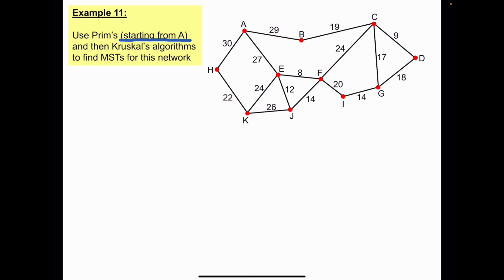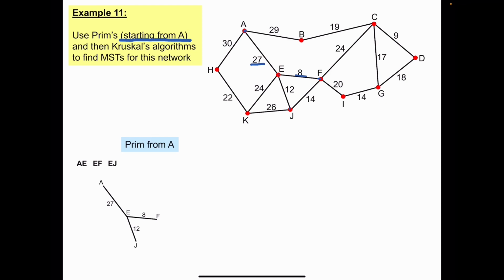So I'm starting from vertex A. That means the shortest one, or the nearest vertex, is E. That means AE would be the first one. Then EF is the next vertex that is the nearest to the already connected A and E. Now I have A, E and F, so I'm looking for the shortest connection: 20, then 24, 14, 12. So 12, that means I'm going to connect J with 12.